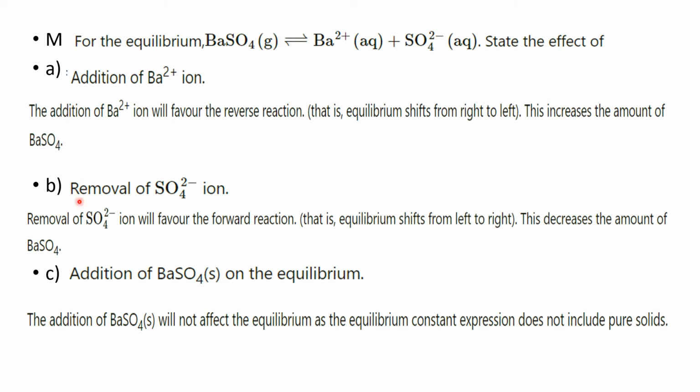B. Removal of SO4 2- ion. Removal of SO4 2- ion will favor the forward reaction. That is, equilibrium shifts from left to right. This decreases the amount of BaSO4.